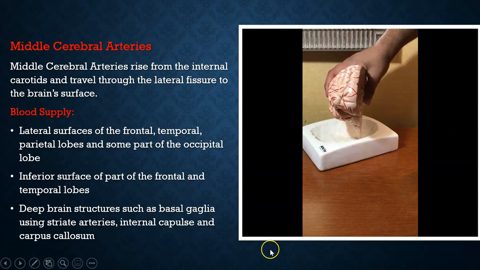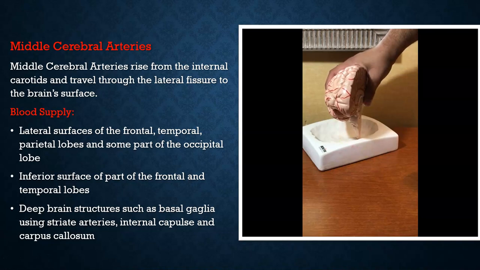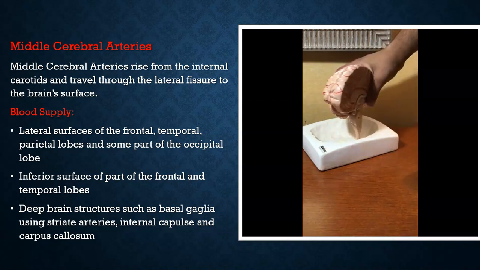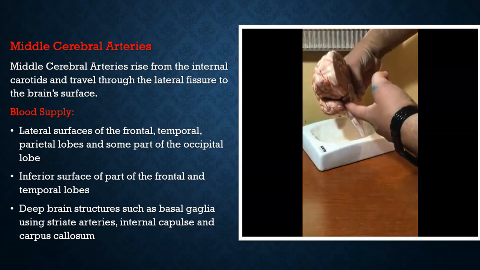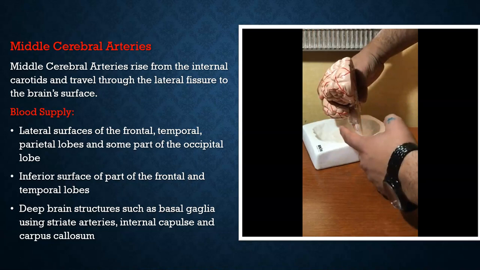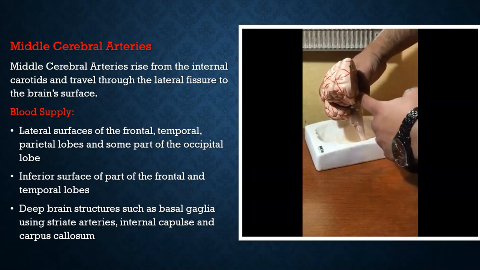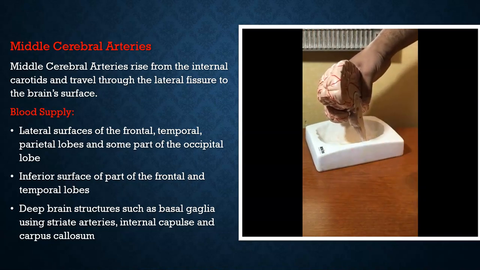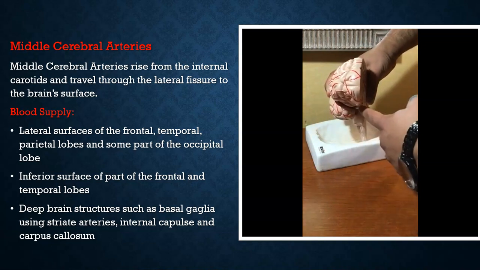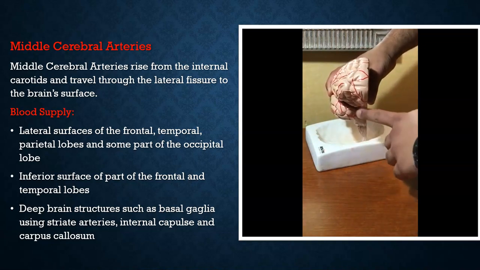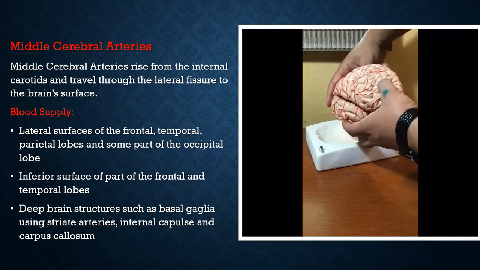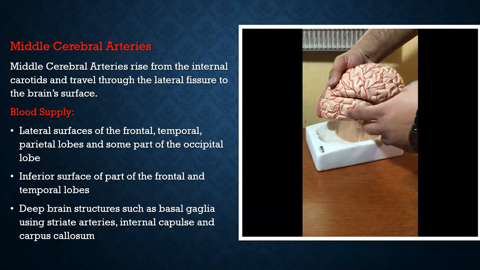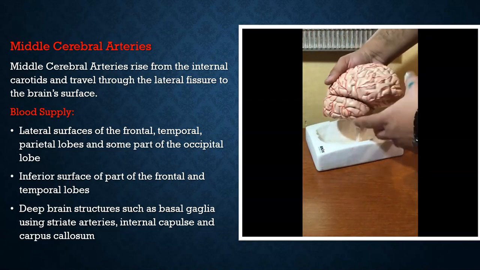Okay, now we will discuss the MCA division or distribution in the cerebrum area. So this is all cerebrum. The internal carotid artery comes up in the subarachnoid space and divides into MCA and ACA. ACA goes anteriorly, and MCA, the middle cerebral artery, goes laterally. So it travels through the lateral sulcus and comes out on the lateral side of the brain.